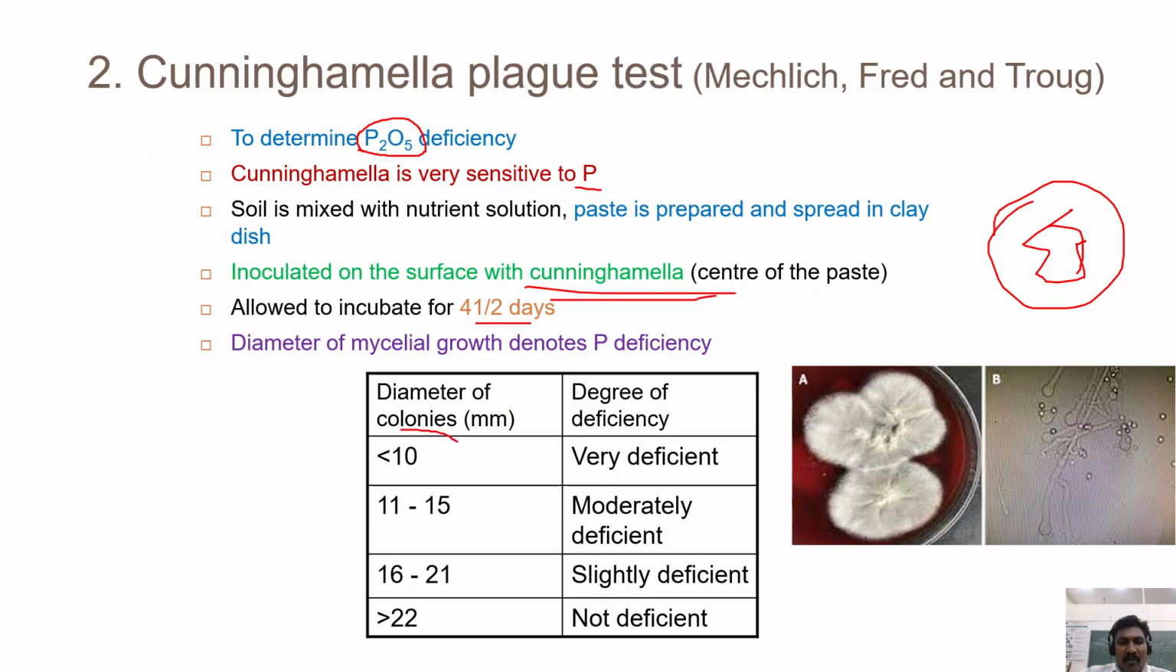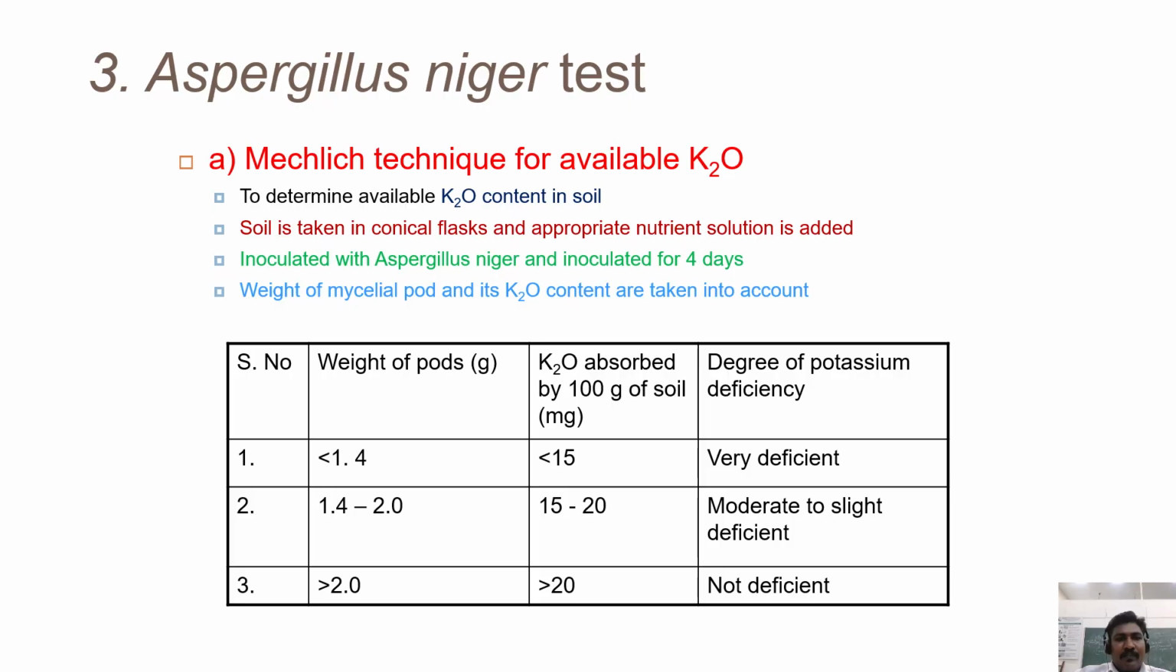If the mycelial growth is less than 10 mm in diameter, it is very deficient in phosphorus, and 11 to 15 mm is moderately deficient. So when the diameter is increasing, there is less deficiency. More than 22 mm in diameter means no deficiency of phosphorus.